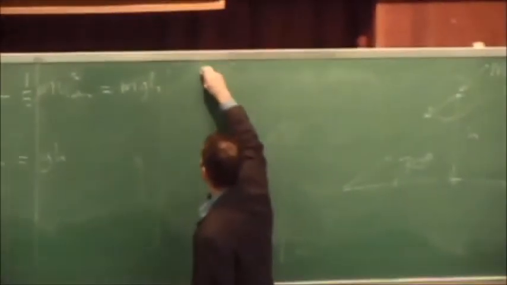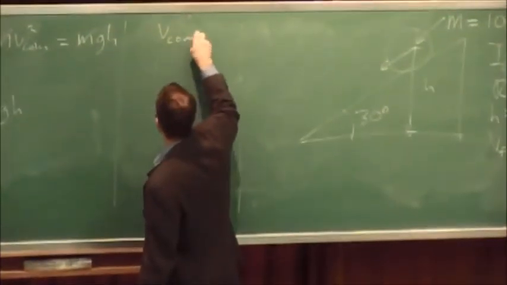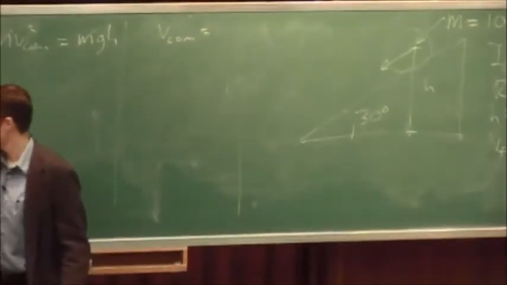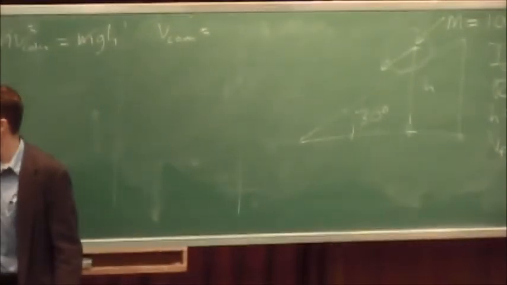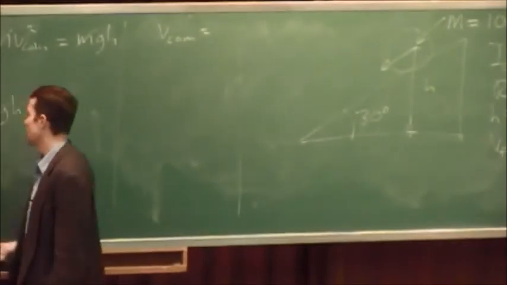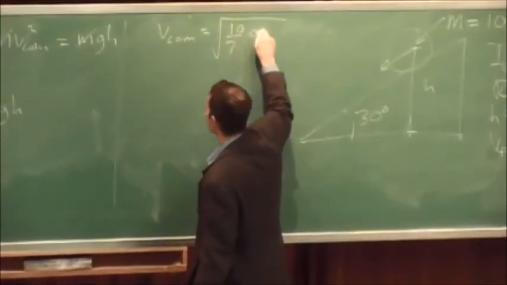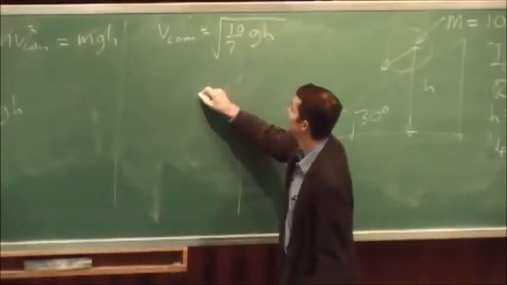And that means v center of mass, just bringing this up, I get 10/7 on this side, multiply both sides by 10/7. And I see that the velocity of the center of mass, take the square root, is the square root of 10/7 gh.